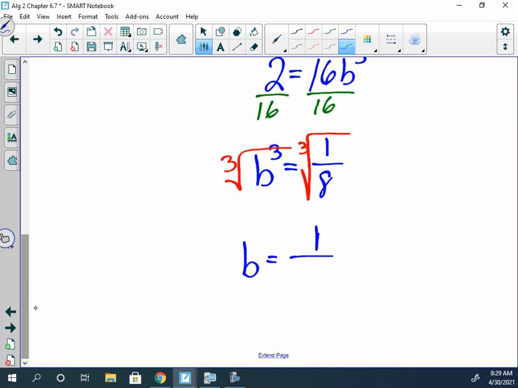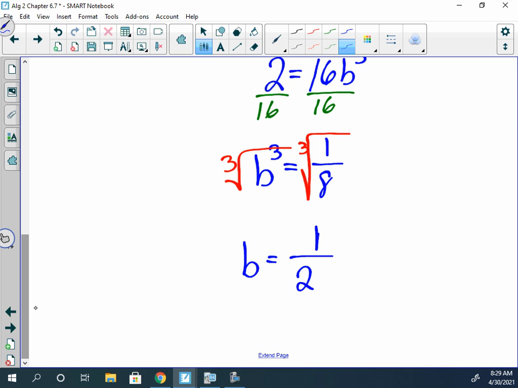Is there a number that multiplied by itself 3 times is 8? 2. Because 2 times 2 is 4, times 2 is 8. So the cube root of 8 is 2, which means the cube root of 1/8 is 1/2. Any questions on how we found the value of b?